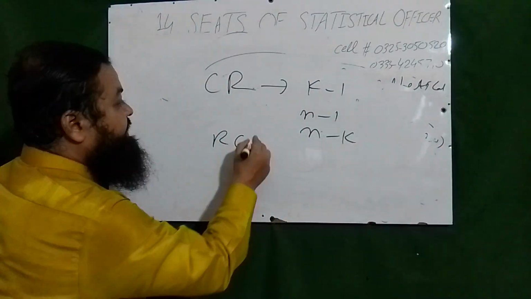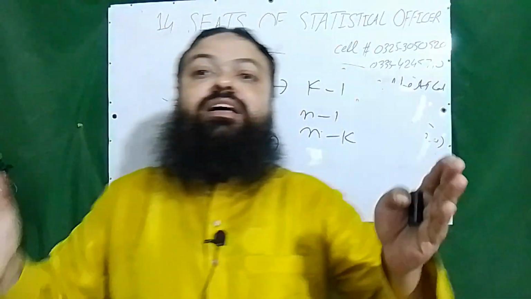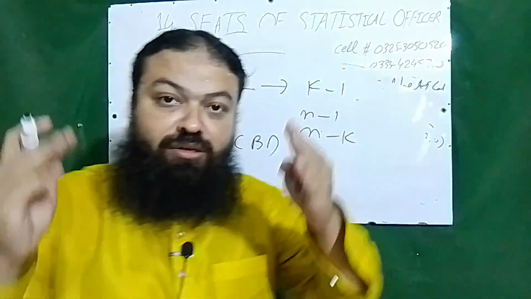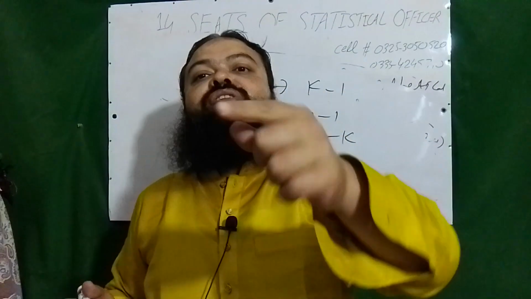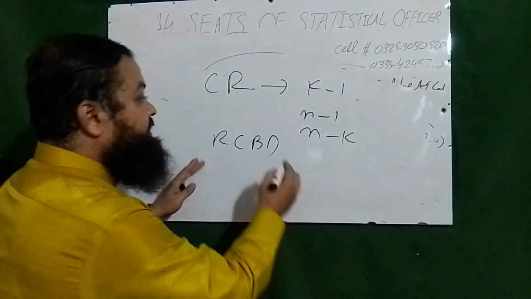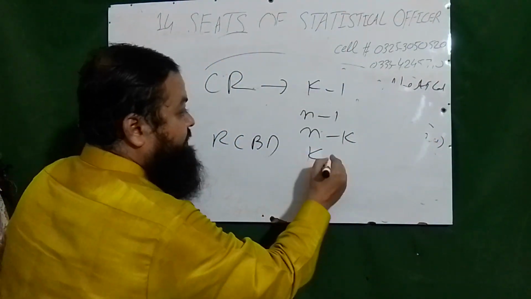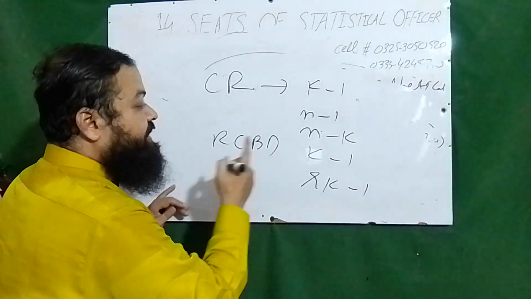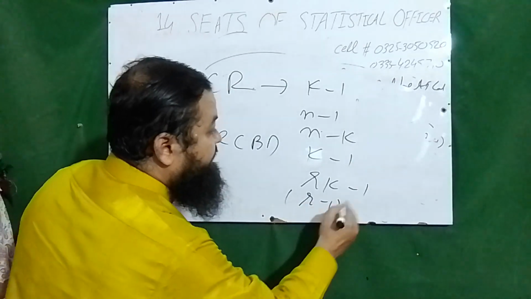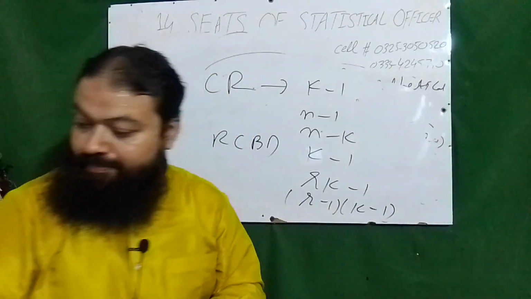And then in RCBD, when there is large variation in the data, we make blocks. And actually in RCBD, a block is also called a replication. In RCBD, the degree of freedom for treatment will be the same, k-1, for total that will be rk-1, and for error that will be (r-1)(k-1), a very important one.